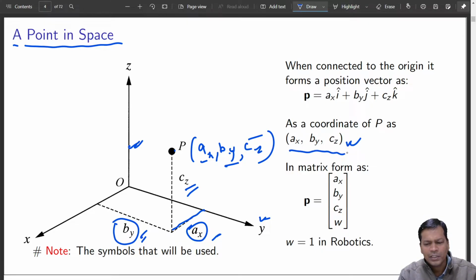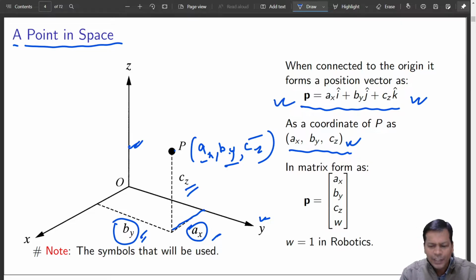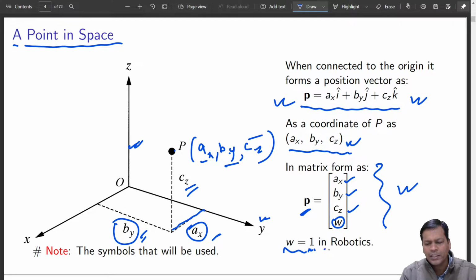We have been doing it this way for quite a long time now. This is how it can be represented using a position vector also. Hope you know this as well. In robotics we normally do it this way. This is a column matrix, which represents ax, by and cz in a column, and w is the weightage. Normally this is equal to 1 in robotics.